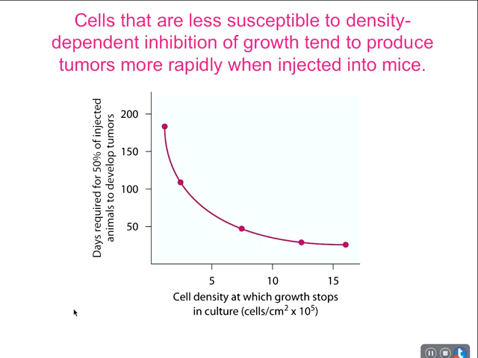Take one of those cells from that mass, inject it into an animal, and look at how long it takes it to form a tumor. And what you see is those that are most dense, those that care the least about density signals, form tumors very, very quickly. Those that stop early, more normal cells responding to the density signals, take much longer to form tumors or never form tumors. So it's not really surprising that those cells that are no longer responding to density inhibition are also those that are going to form tumors faster and more aggressively.